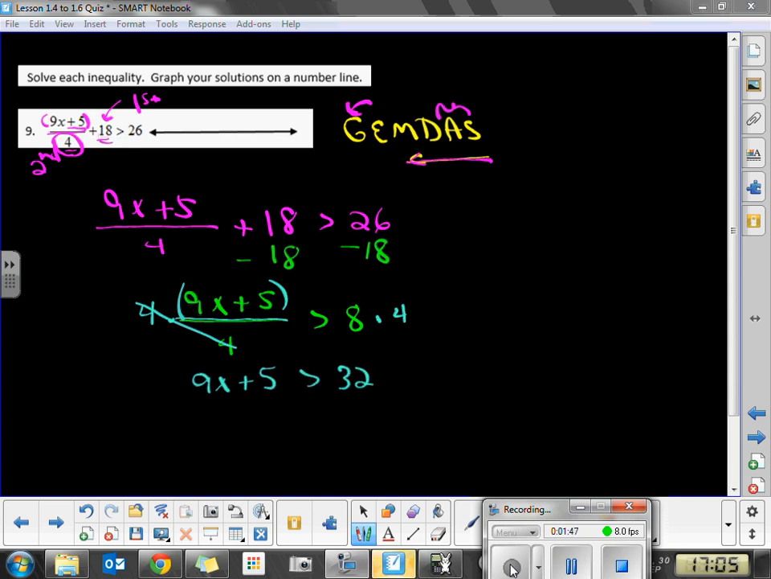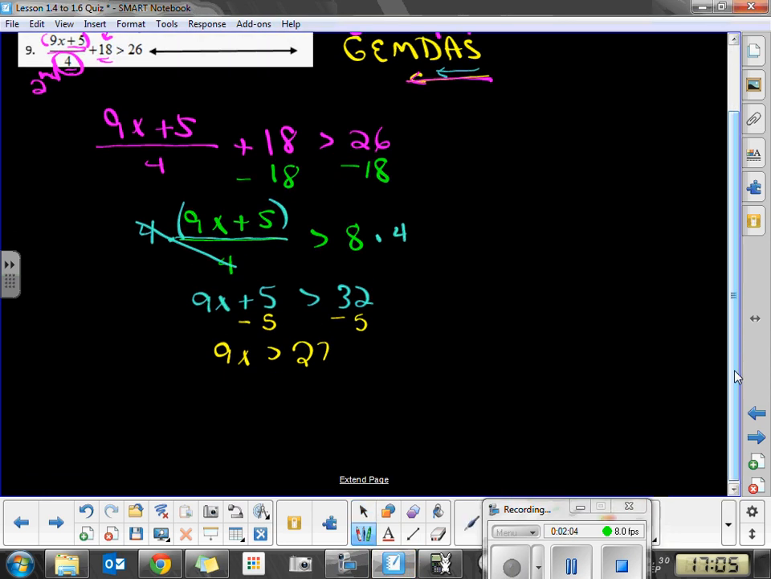And now we'll go back to our PEMDAS again, or GEM-DOS backwards. That means we want to get rid of adding 5 rather than multiplying by 9. So we're going to subtract 5 first. That means 9x has to be greater than 32 minus 5, which is 27. And finally, what we'll do is divide both sides by 9. So that means x has to be greater than 3.